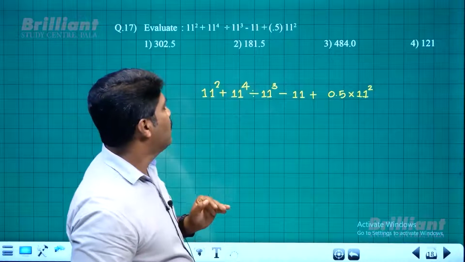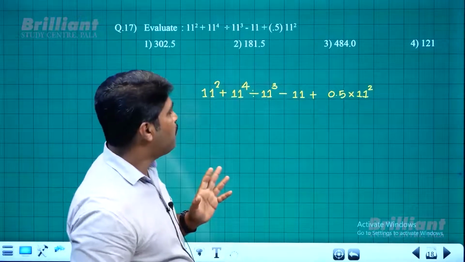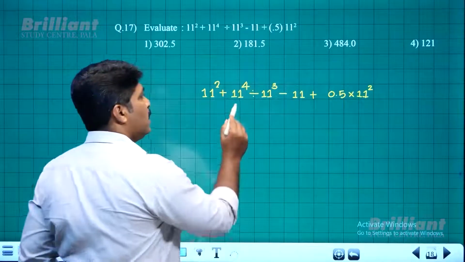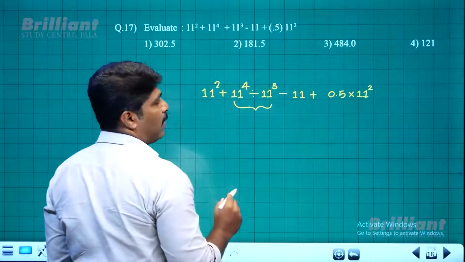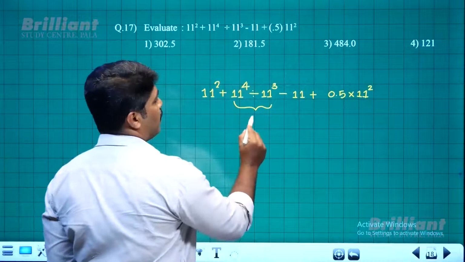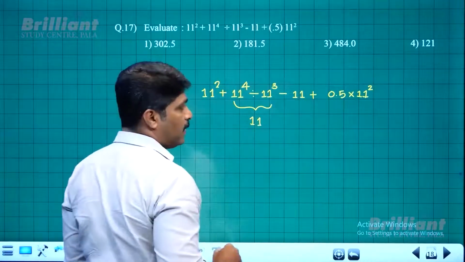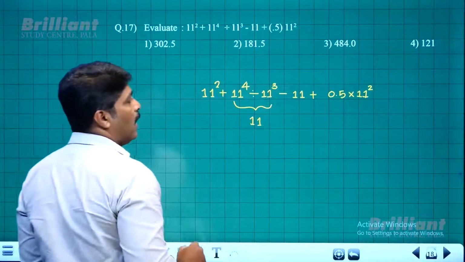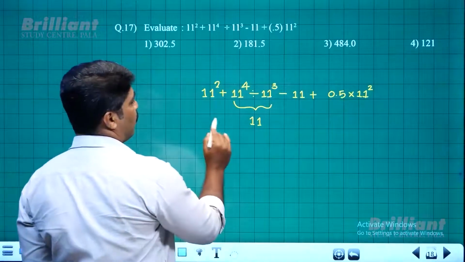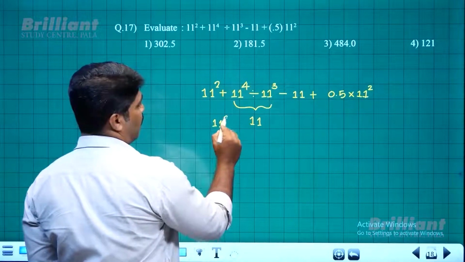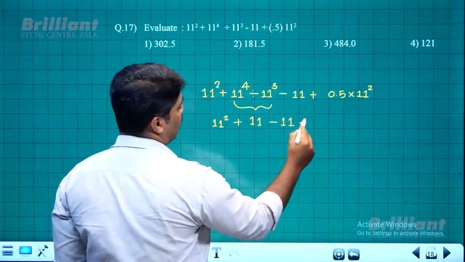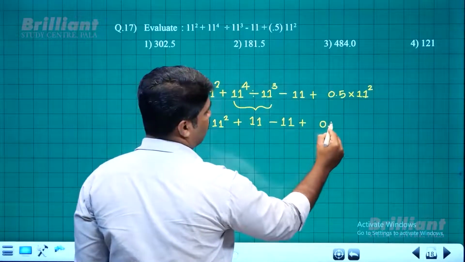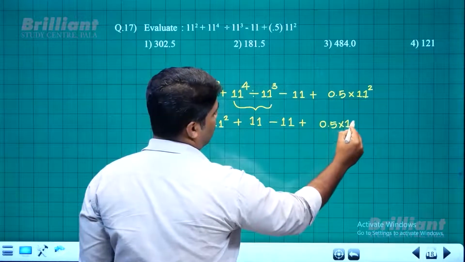Got it? So first, which operation we have to perform? First we have to consider this operation. So this is 11 raised to 4 by 11 cube. That is 11 itself. Got it? And we can combine them. So the first one, that is 11 square plus 11 minus 11 plus. So next one is 0.5 into 11 square.